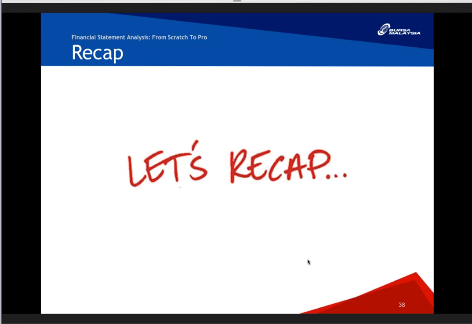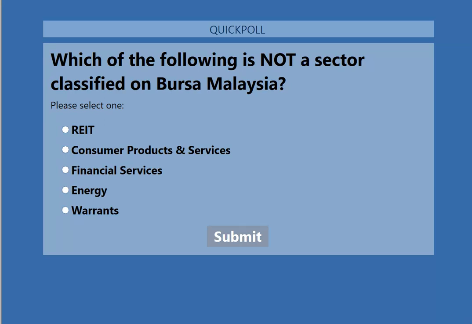Before we go to the question and answer session, let's do another poll. This is the last poll that we have. Which of the following is not a sector classified on Bursa Malaysia? Number 1, REIT? Number 2, consumer product services? Number 3, financial services? Number 4, energy? And number 5, warrants? This one has got to be 100% correct. It's very easy. Let's give another 15 seconds.